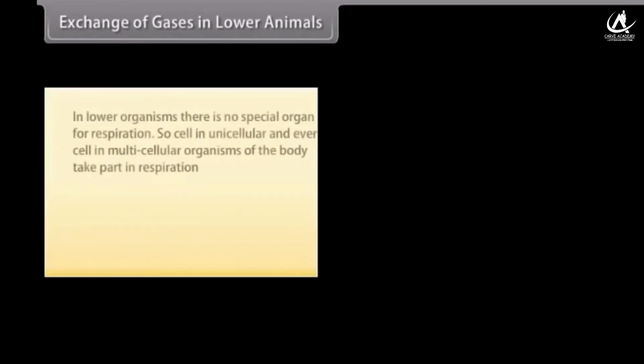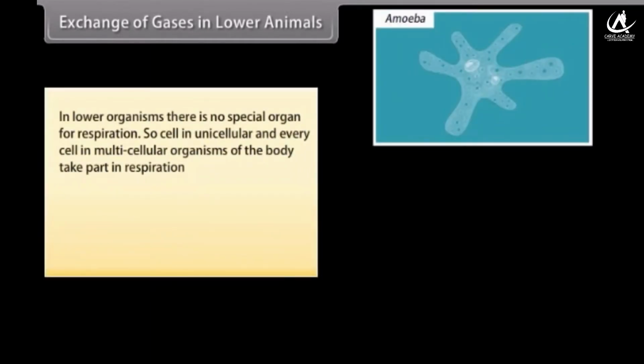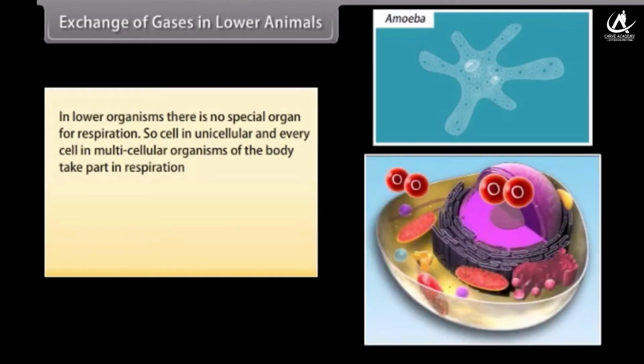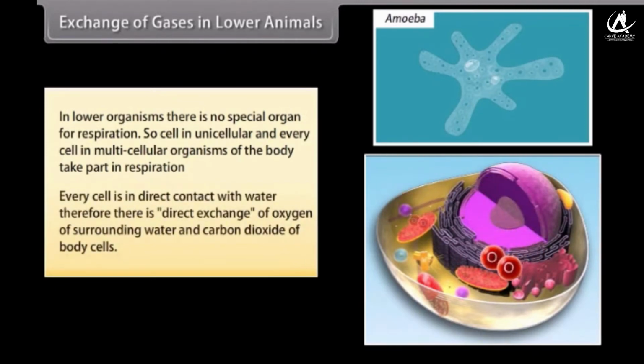Exchange of gases in lower animals. In lower organisms, there is no special organ for respiration. So, the cell in unicellular organisms and every cell in multicellular organisms of the body takes part in respiration. Every cell is in direct contact with water, therefore there is direct exchange of oxygen of the surrounding water and carbon dioxide of body cells.